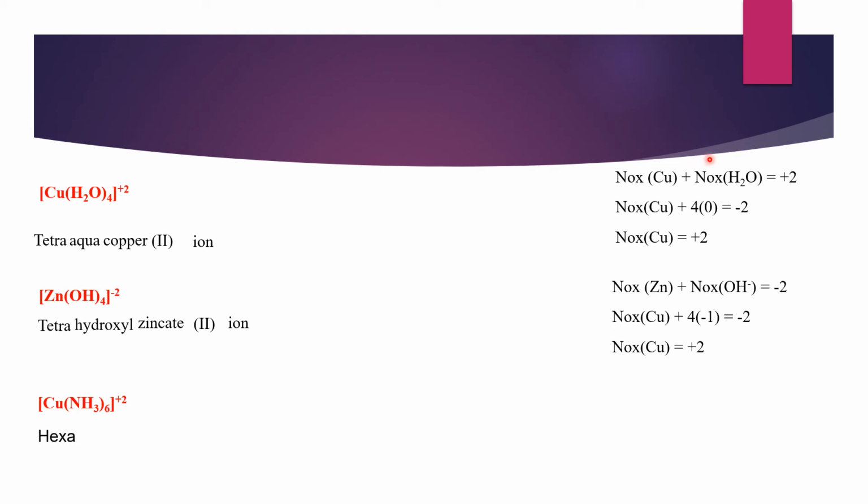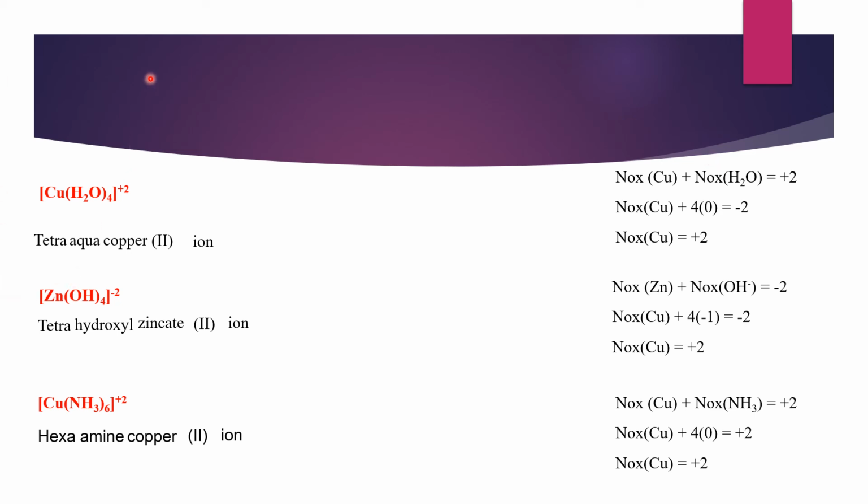Then we look at the third one, which is hexa, because 6 ligands are there. Ammonia becomes amine. Hexaamine copper 2 ion. Okay. So there we have it, students. This is how we are going to name our complex ion.